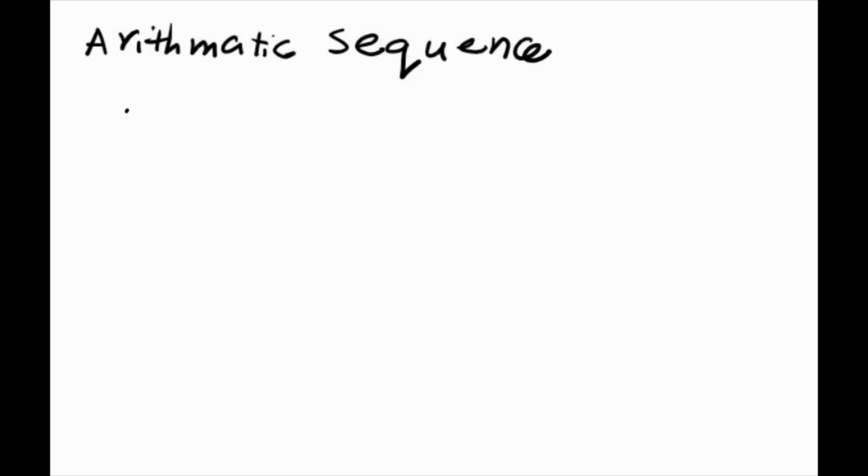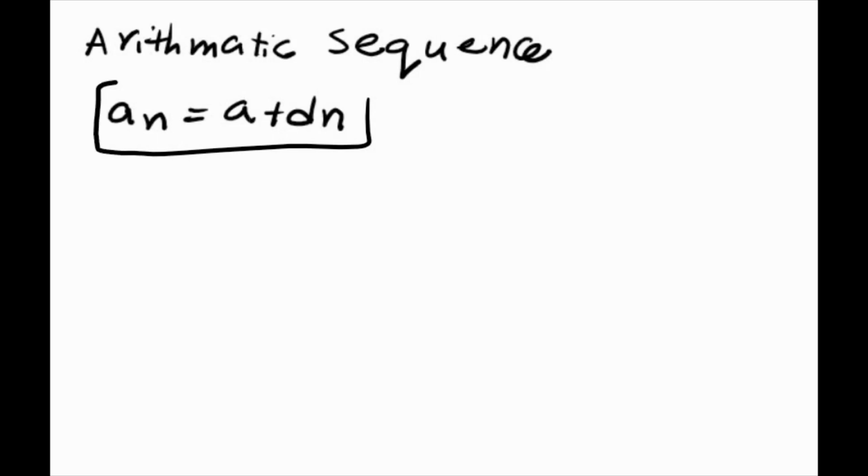The function that we are using for arithmetic sequence is a sub n equals a plus d n. So this one we have to always remember for the arithmetic sequence, and also remember that whenever you're adding, that's going to be arithmetic sequence. If it is not adding, then it's not going to be arithmetic sequence. So basically it has to be the function that I told you.